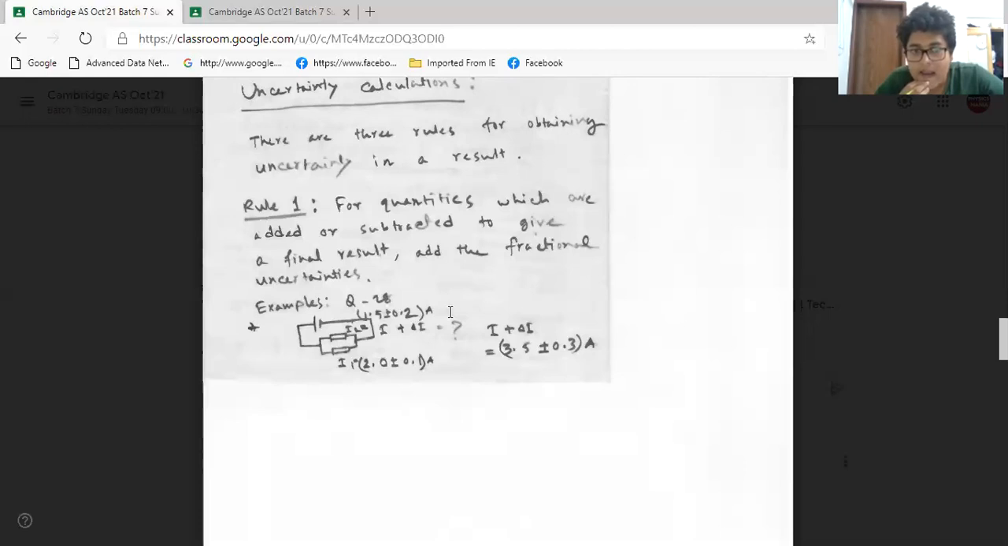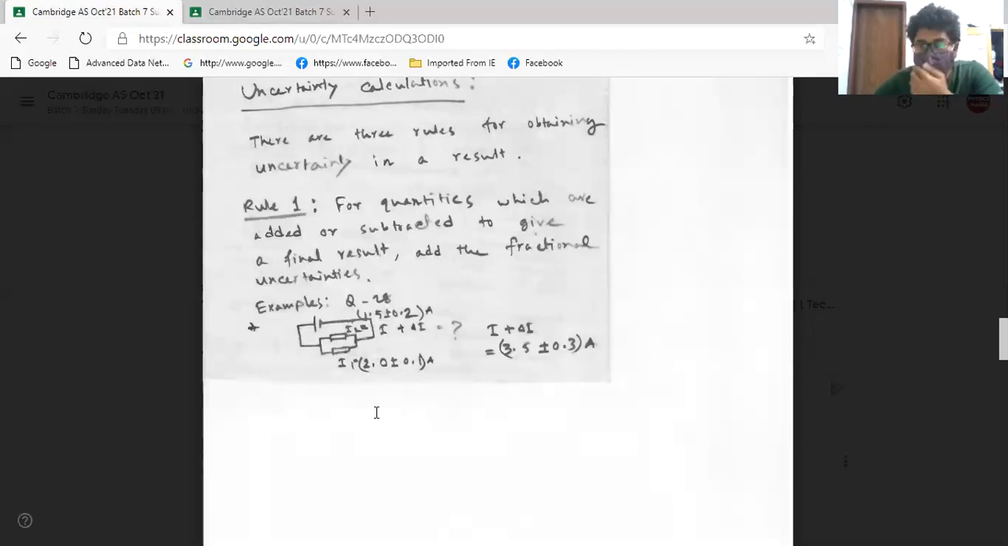Okay. Now what I was saying is that your ruler has accuracy level 0.1 centimeter, right? So in an ammeter normally the accuracy level is 0.1 ampere, but some of the ammeters have accuracy level of 0.2 amperes. So here we are getting two absolute uncertainties. One is 0.2, another one is 0.1.